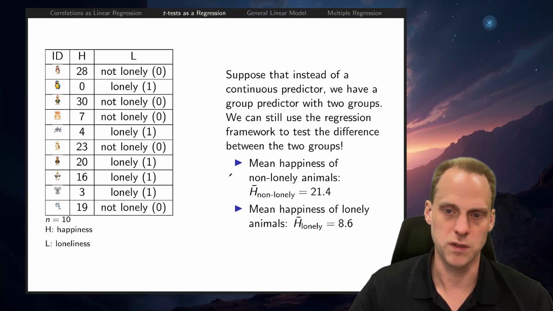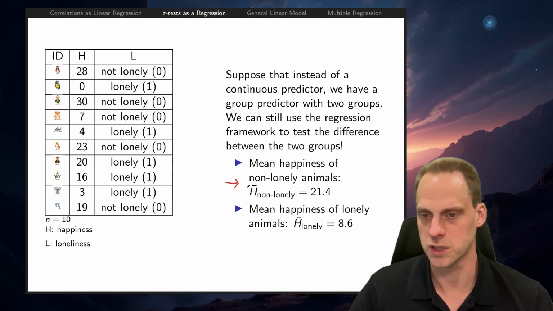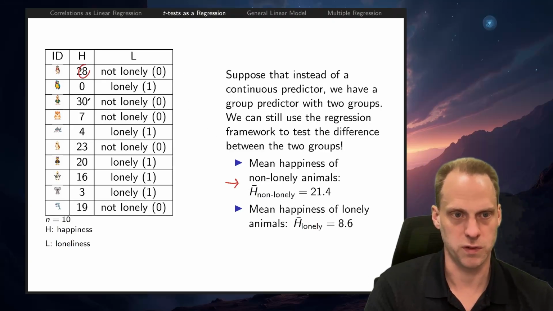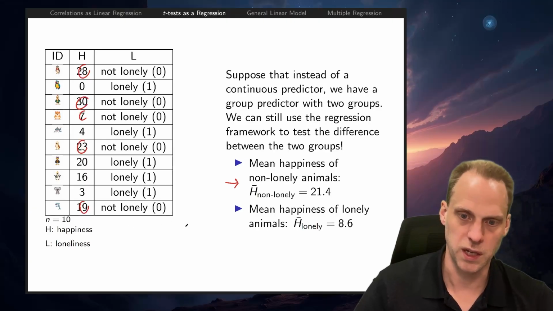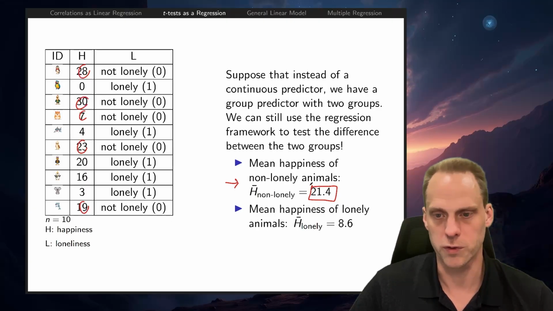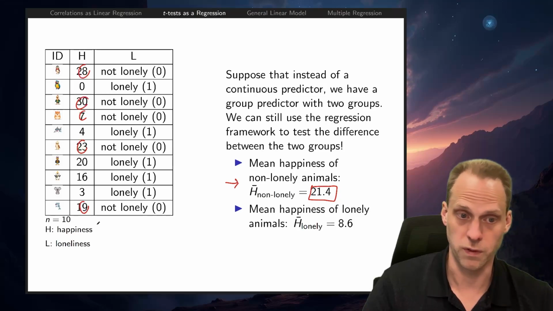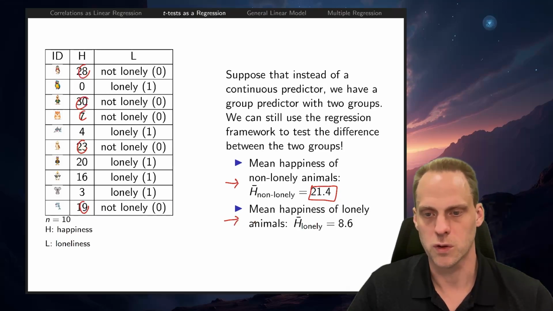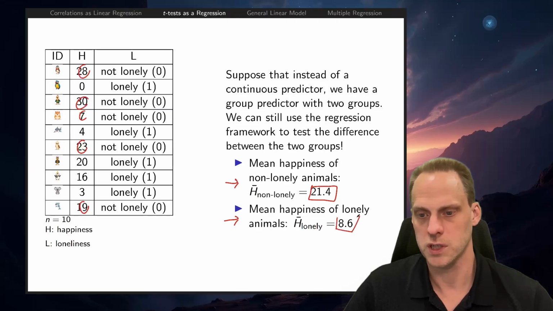We can say the mean for the non-lonely animals, the ones that are encoded as 0. Right? We just take the happiness score of this one, this one, this one, this one, and this one. We add them, divide them by 10. We get 21, or not 10, sorry. 1, 2, 3, 4, 5 in this case. We get 21.4. The mean score of happiness, we get 8.6.